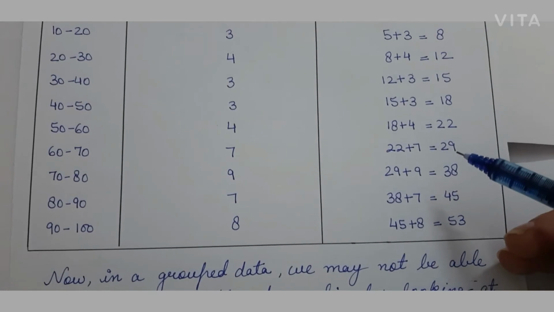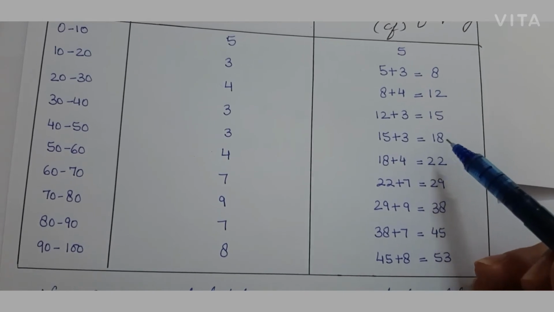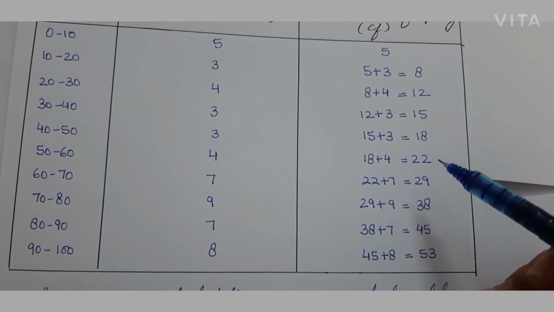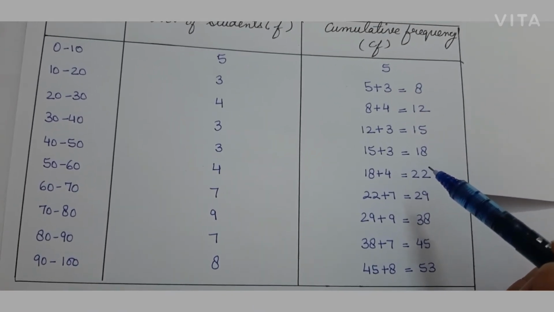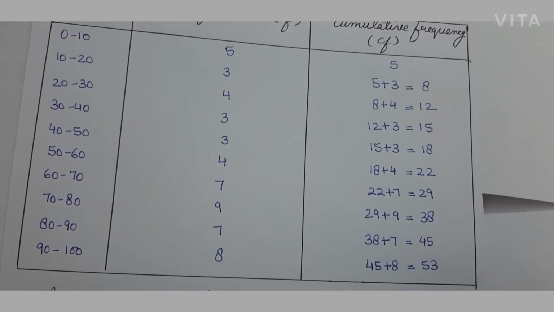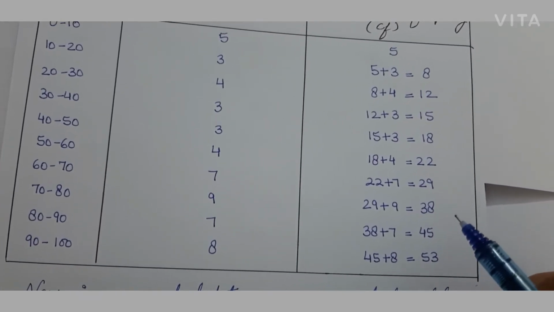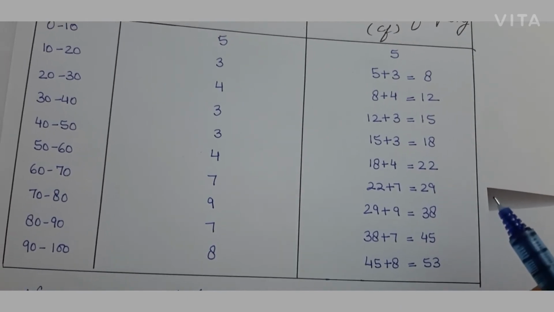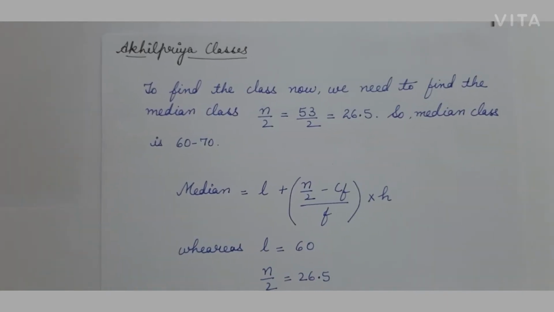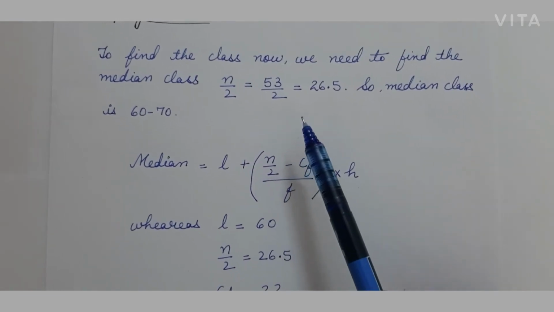Now we can see that in grouped data, we may not be able to find the middle observation by just looking at the cumulative frequency, as the middle observation will not always give us a middle value. So in order to find out the middle observation, it is necessary to find a value inside a class that divides the distribution into two halves. It means we need to find the median and the class interval for the median class. So how do we calculate? Let's see.